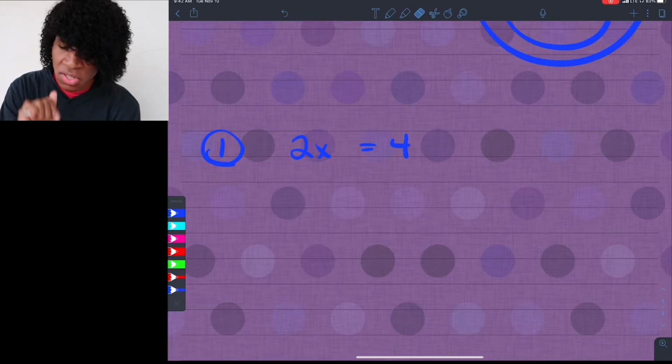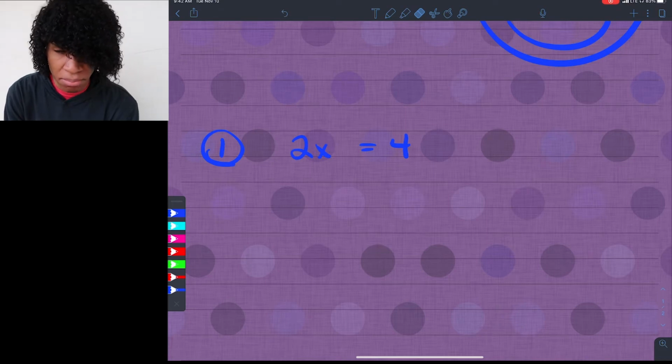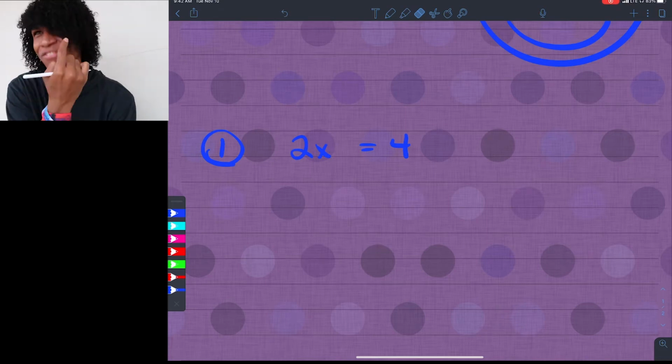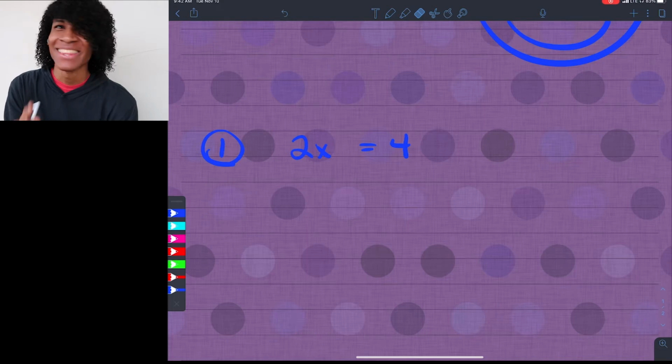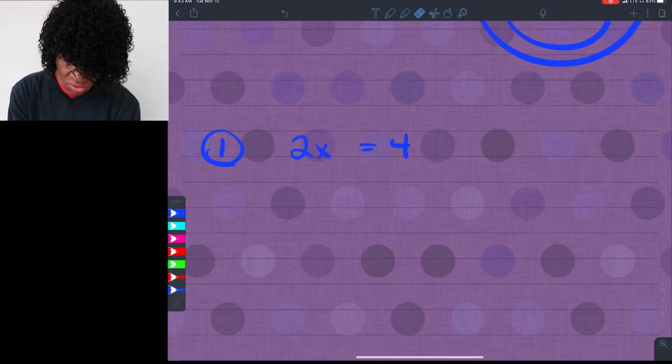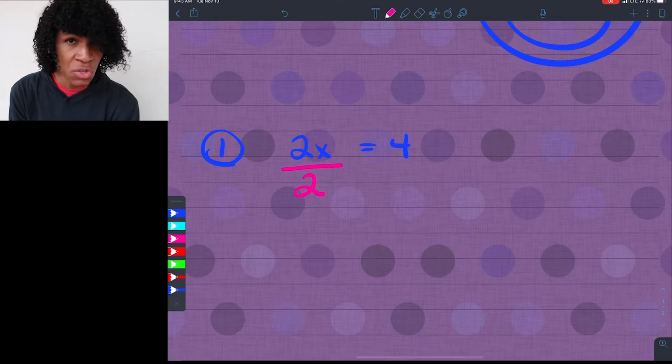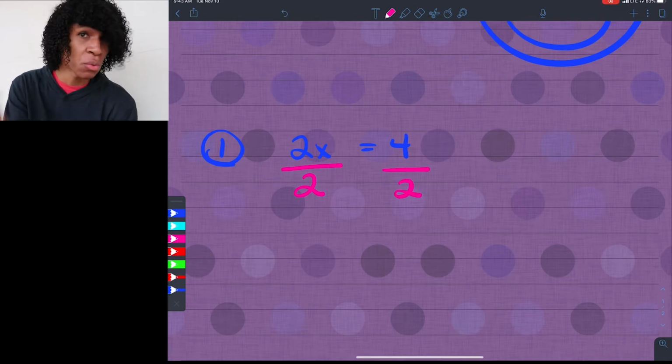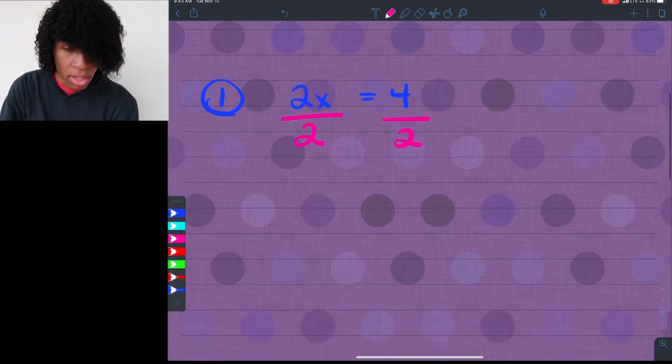Piece of cake. So the opposite of multiplying by 2 is dividing by 2. So let's do that. I'm gonna divide 2x by 2. And I'm gonna divide 4 by 2. Because what I do to one side, I must do to the other, okay? Stay with me here so you can kind of see how that'll work.